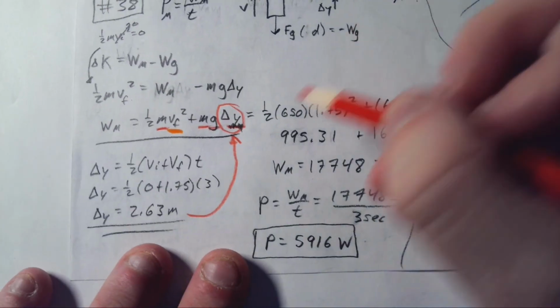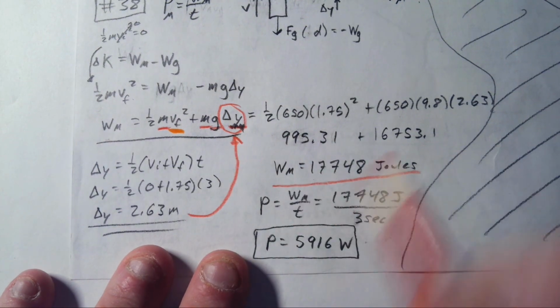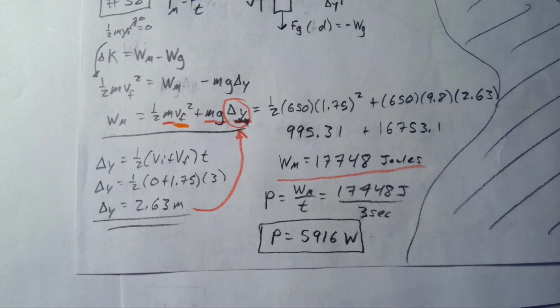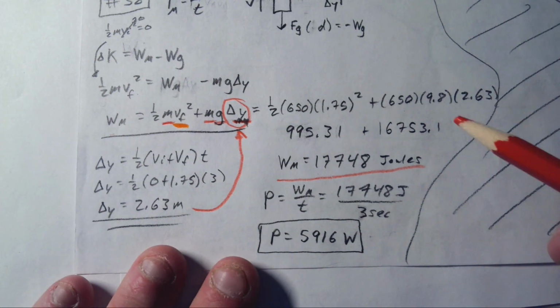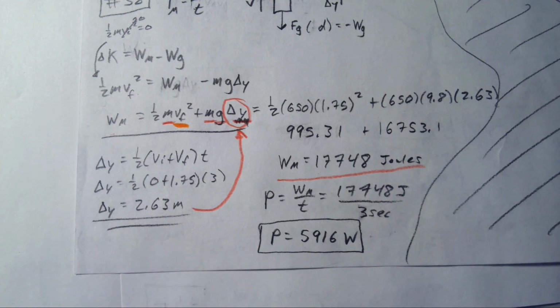When you do that, you calculate that. Remember, we're calculating the work due to the motor. That's the work due to the motor, and then we just plug it in. This is not the only way to do it. This is the way that sort of made sense to me here. And then it happens in 3 seconds, so we get how many watts it is.